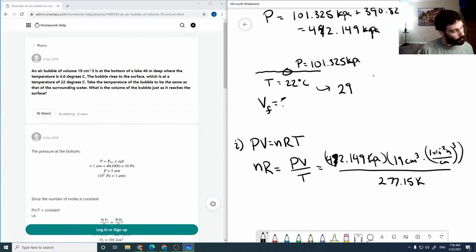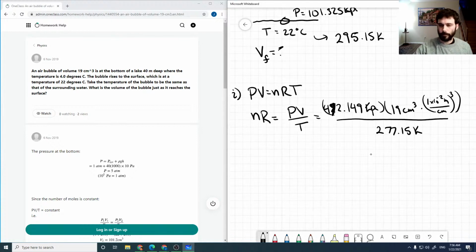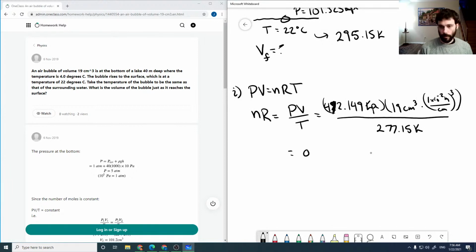And our temperature at the surface is going to be 22 degrees plus 273, so 295.15 Kelvin. So our nR in this case comes out to be 0.0337392, and this is actually in pascals meters cubed per Kelvin. So I did also multiply by 10 to the plus 3 here.